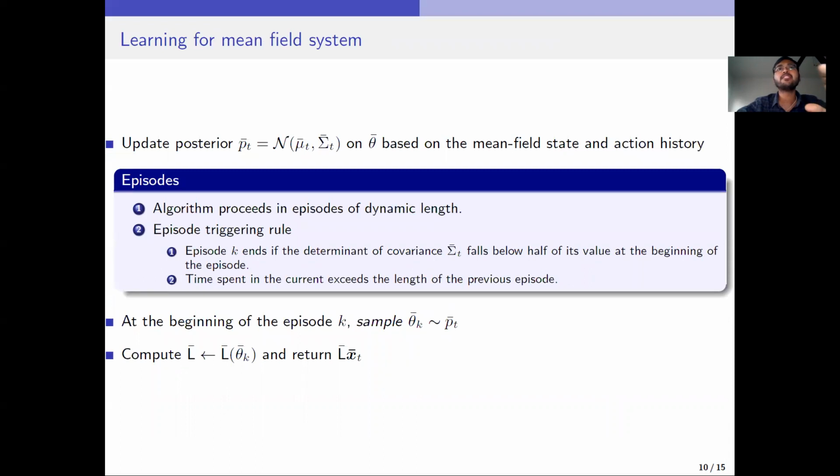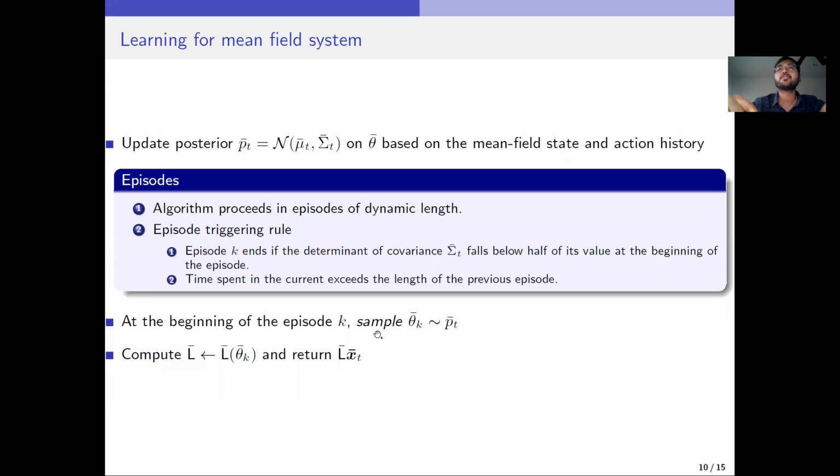Now, learning for the mean field system. The learning subroutine for the mean field system starts by obtaining our posterior. We update the posterior based on the mean field state and action history. And then we have an episodic kind of algorithm, where the algorithm proceeds in episodes of dynamic length. The episode triggering rule is: every episode K ends if the determinant of covariance falls below half of the value at the beginning of the episode, or if the time spent in the current episode exceeds the length of the previous episode. So that is the episodic algorithm which we are using.